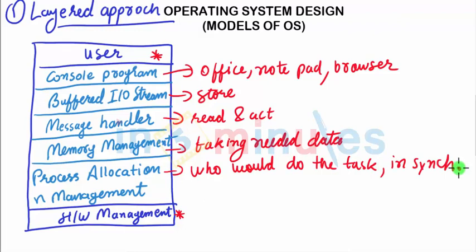Together, we are talking about n layers starting from the user, going back to the hardware, and when it comes to the output, starting from the hardware, going back to the user.